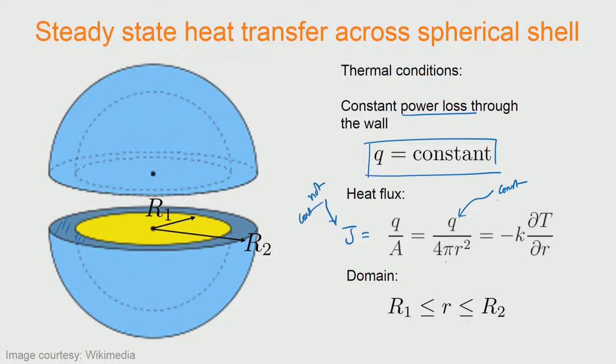The reason being that the area is changing as you change the radius, and therefore, the flux actually is not constant when you go from R1 to R2. Okay, but the Q is constant. That is the problem that we are having at hand, and the domain is limited from R1 to R2.